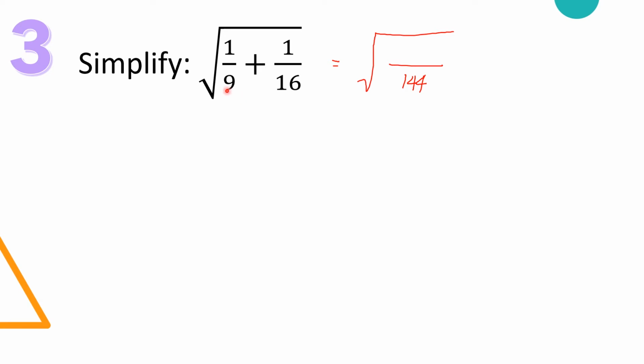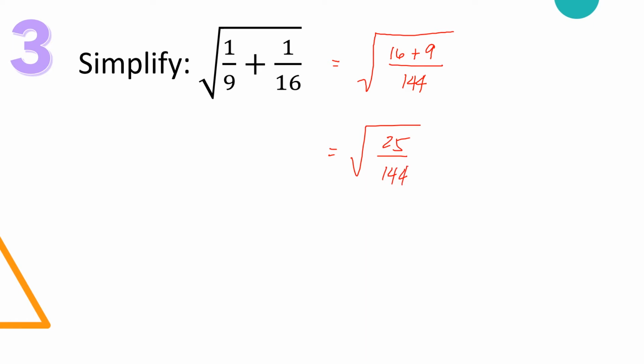144 divided by 9 is 16 times 1. We have 16. For the second term, we have 144 divided by 16, that is 9, times 1, that is 9. So we have square root of 25 over 144.